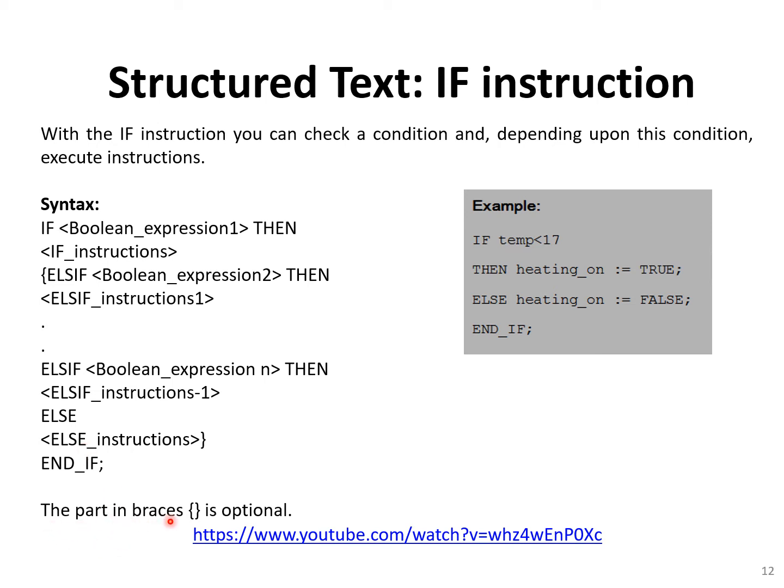The part in braces, or these curly brackets, is optional. So watch this video again for further instructions. Here we have one example. If temp is less than 17, then heating on will be true, else heating on will be false. So this is the temperature, for example. If it's less than 17, the heating system will be on, otherwise it will remain off.